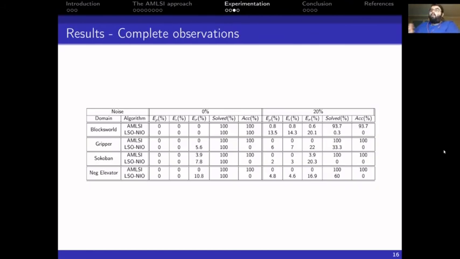When observations are complete, we are always able to plan with high accuracy, whatever the level of noise. And we can see that AMLSI outperforms LSNO. When observations are partial, AMLSI keeps a high accuracy when observations are noiseless. And when observations are noisy, learned domains are always able to resolve the majority of planning problems. Finally, we can note that even with partial observations, AMLSI outperforms LSNO.